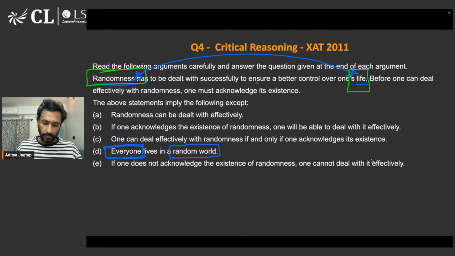The other word that we repeatedly see in the passage is "one," right? Better control over one's life. One must exercise, one must take care of their health. One must, we read this word all the time. So when we read that word, that's applicable to whoever is reading it, everyone in general. So option D is a valid inference as well. Everyone lives in a random world is a valid inference. All of these are valid inferences.